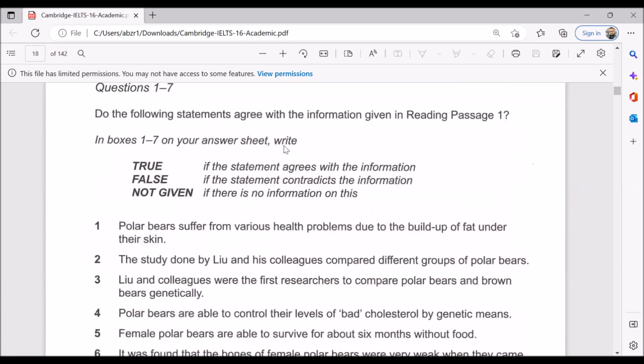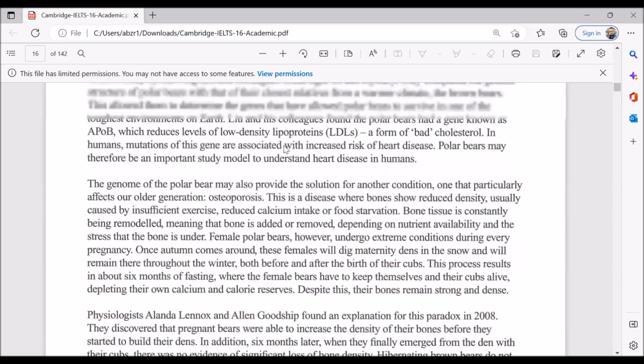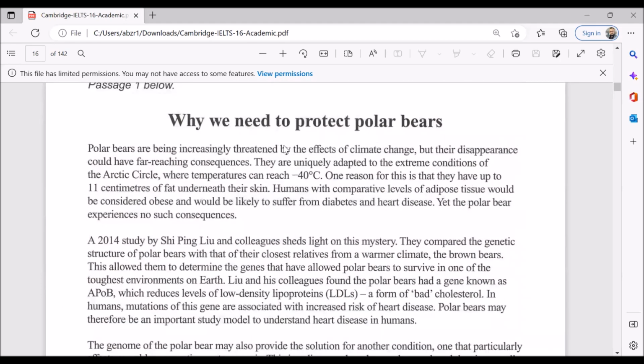Now you can see, polar bears suffer from various health problems due to the buildup of fat under their skin. If you look at the information in paragraph number 1, it is given in the 4th line, in fact the 3rd line in the middle: one reason for this is that they have up to 11 centimeters of fat underneath their skin. Important information, they have the fat. But do they have the health problems or not? Humans with comparative level of adipose, what's the meaning of this adipose? Don't take it like a problem. This word is not even related to the answer.